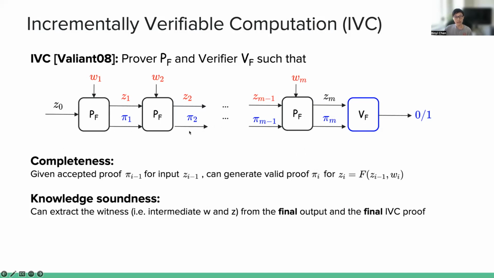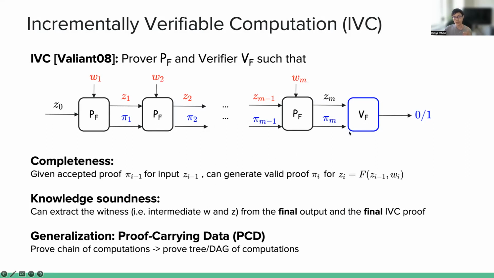Here we only consider a chain of computation, but more generally, the computation doesn't need to be a chain. You can consider a tree of computation, or an even more general topology, like a DAG of computation. This generalization is called proof carrying data, which covers the IVC example. All the techniques in this paper can generalize to PCD, but for simplicity, let's just focus on IVC in this talk.